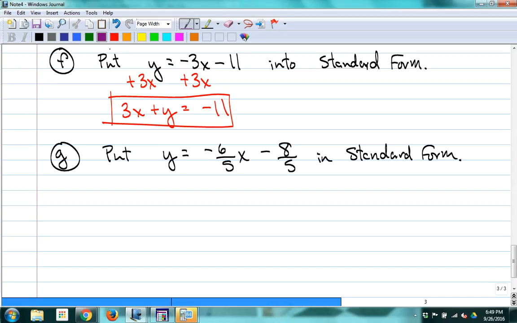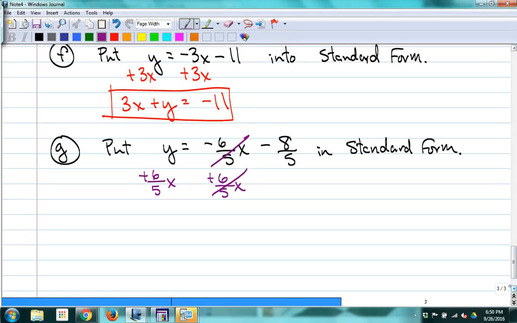Put that in standard form. Can't have fractions, but we'll take care of that in a minute. Let's get the x and y on the same side first. Add the x part to the other side because it's a negative 6 over 5x. So to move it to the other side, we're going to add it just like we did up here. We added the 3x to each side here. We're going to do the same thing here. It just so happens it's a fraction, but that doesn't affect the process. It affects the semantics of what you're going to see.